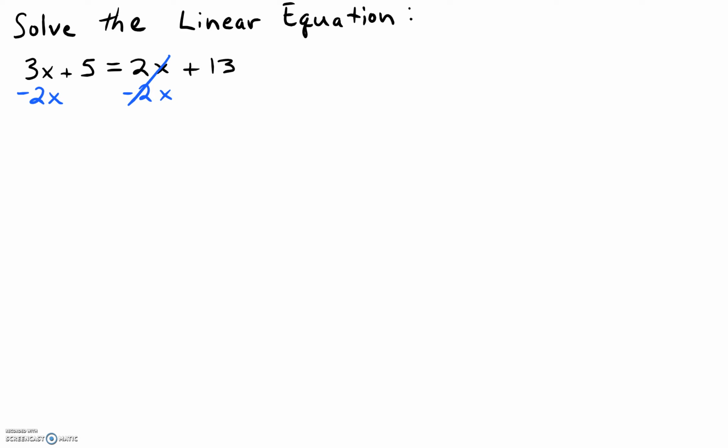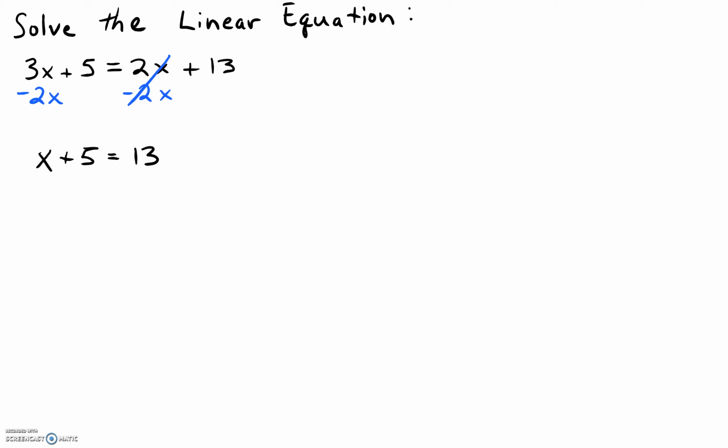So subtracting the 2x from itself gives us 0 plus 13 on the right hand side. On the left hand side, 3x's minus 2x's is just going to leave us with 1x. So we have x plus 5, and that's equal to 13.